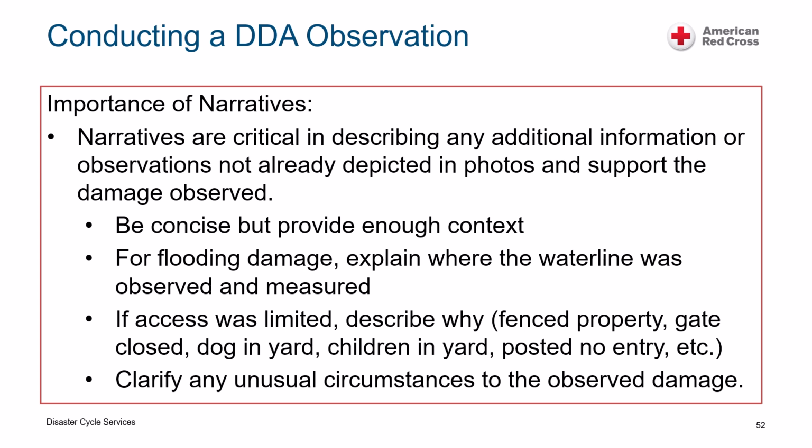If not, it should note what portion of the home was observed, such as front only, or a 270-degree observation if the front and both sides were observed. It should also provide the reason why a 360-degree observation could not be completed, such as a fenced property or a dog in the yard.